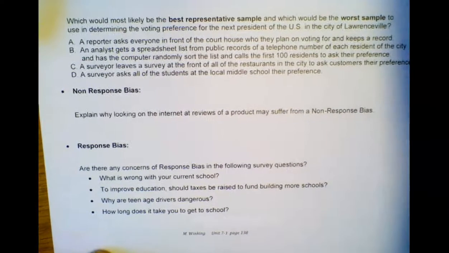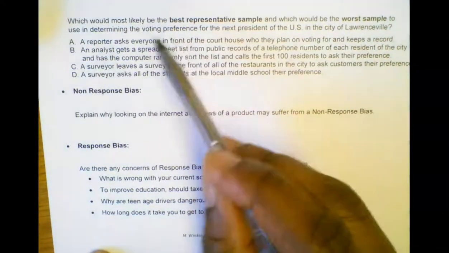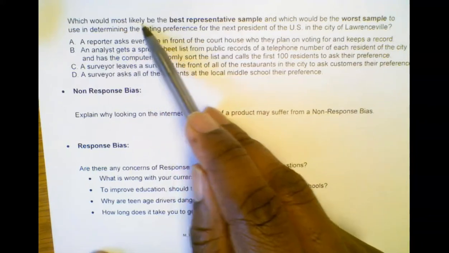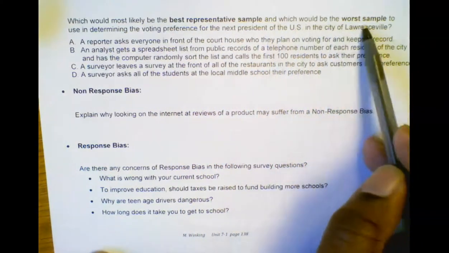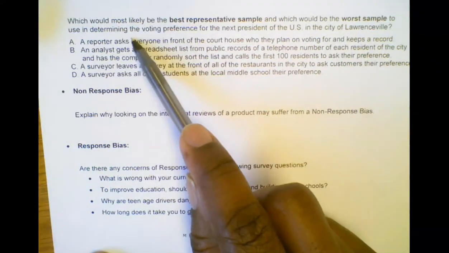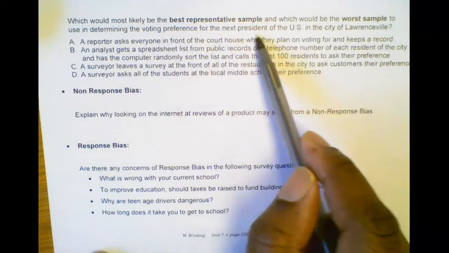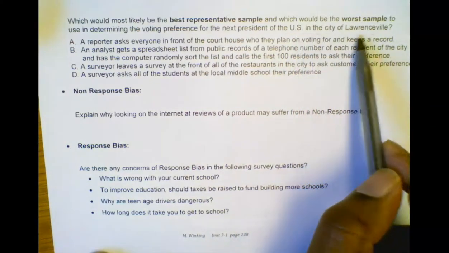Now I have a question for you, and you're going to give me an answer for it. It says, which will most likely be the best representative sample, and which would be the worst sample to use in determining the voting preferences for the next president of the U.S. in the city of Lawrenceville?